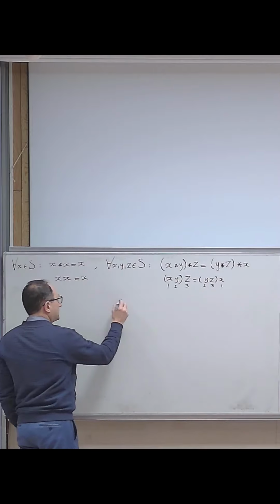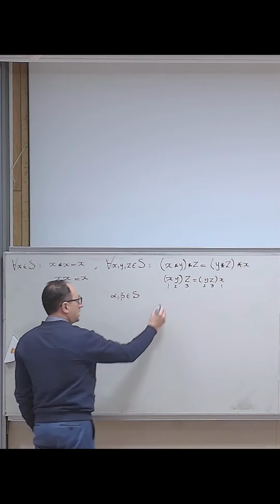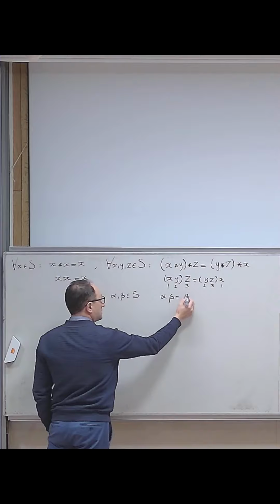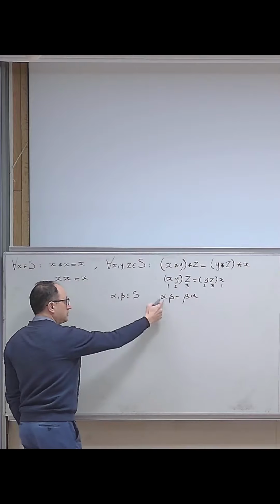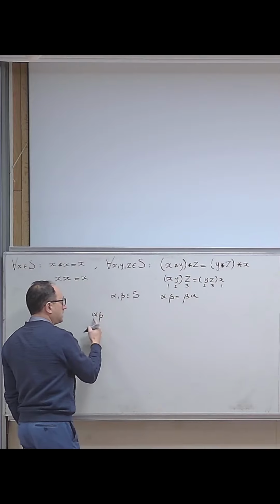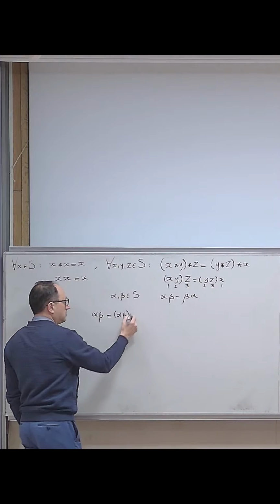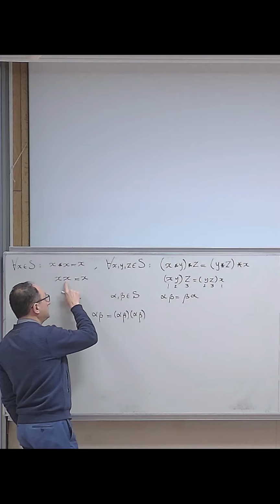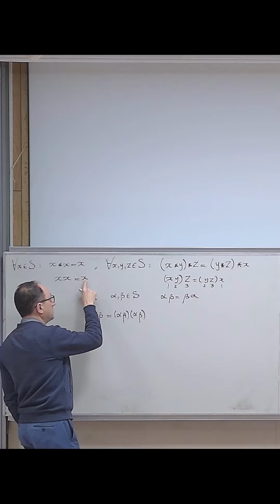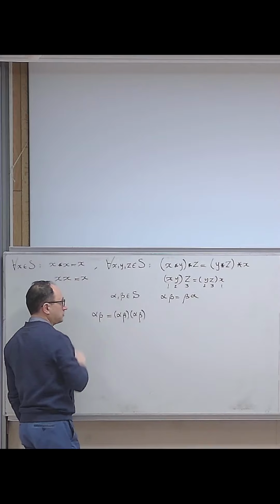So let alpha and beta be elements of the set S. My goal is to show that alpha beta is equal to beta alpha. Okay, so let us start. Alpha beta is an element in S. It can be written as alpha beta multiplied by alpha beta. Why? Because we know that for every element in S, that element multiplied by itself becomes the same element. So if I take alpha beta and multiply it by alpha beta, it becomes that one.